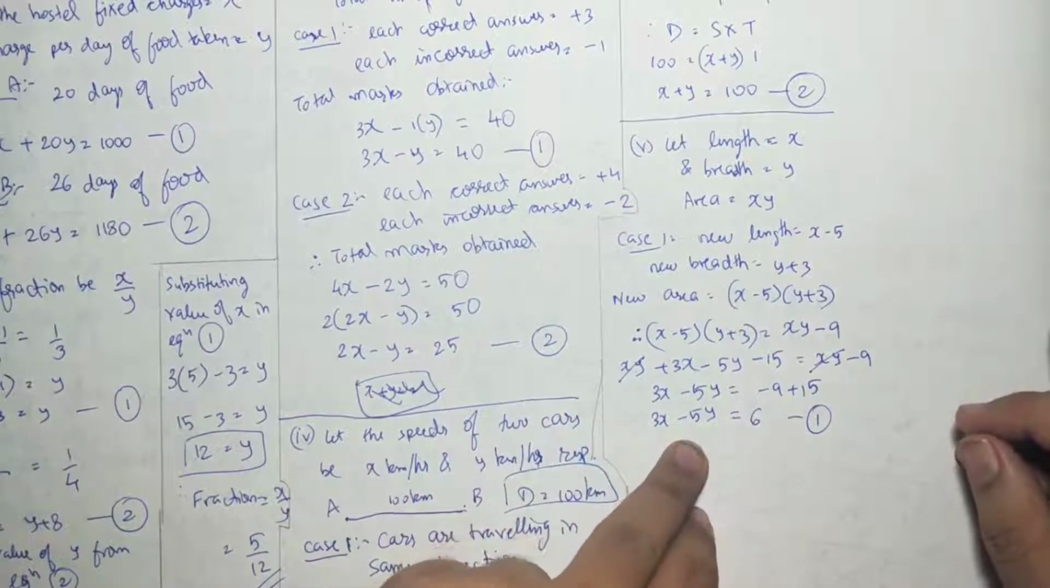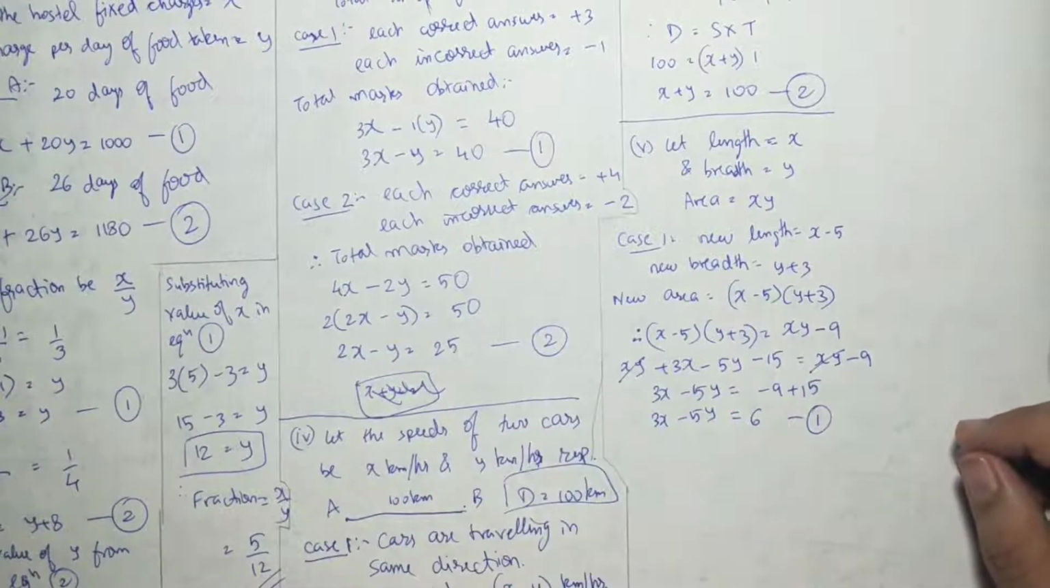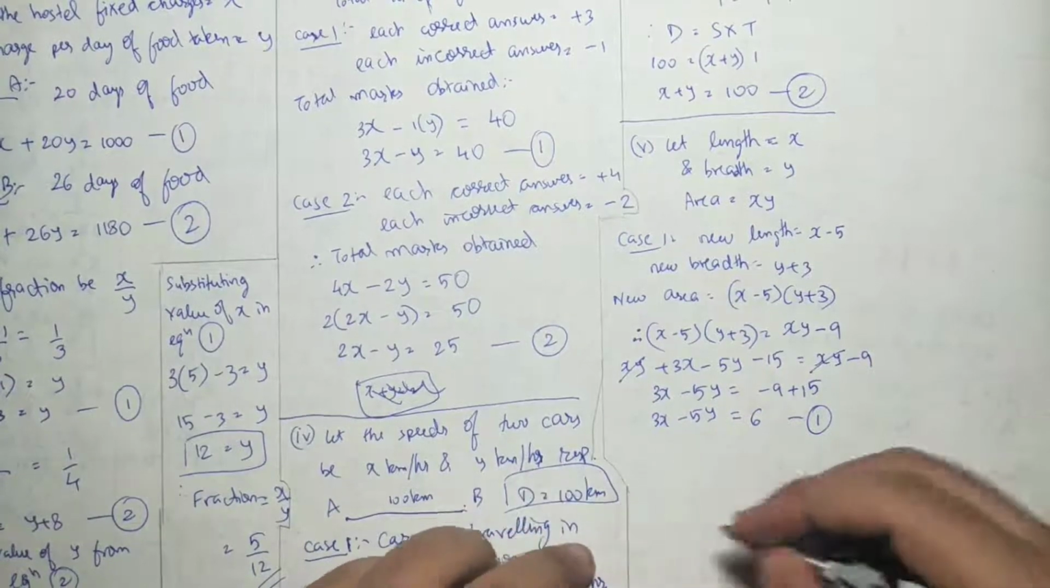3 is not common on the left hand side. Don't take 3 common for 3 and 6. This is my first equation.